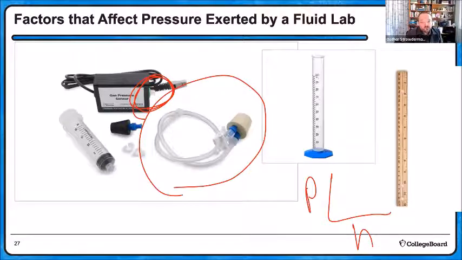I bet your AP Chemistry teacher has this equipment, because they can do every gas law with this equipment. And so I bet they have it. Questions about this lab?